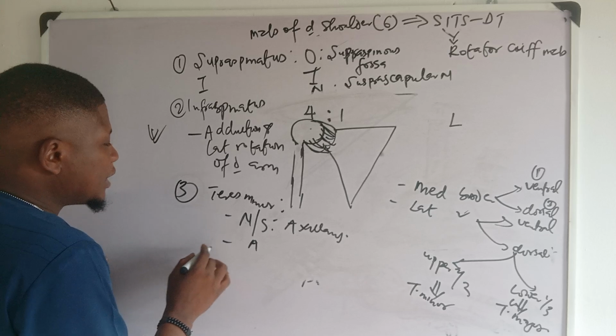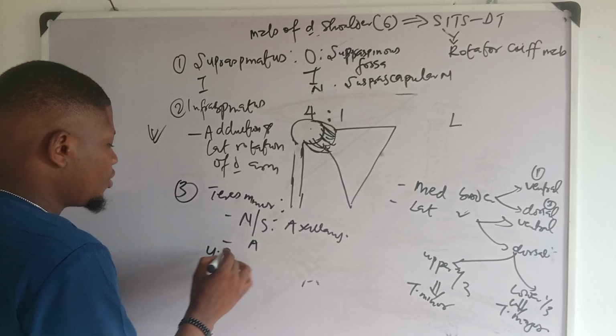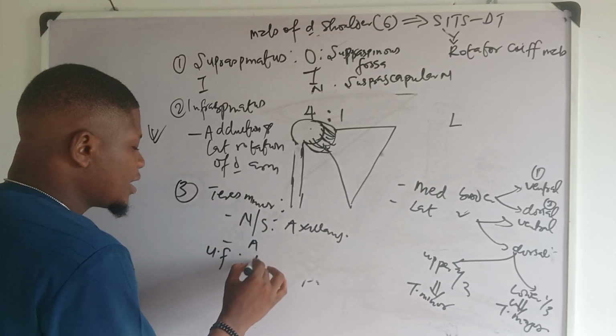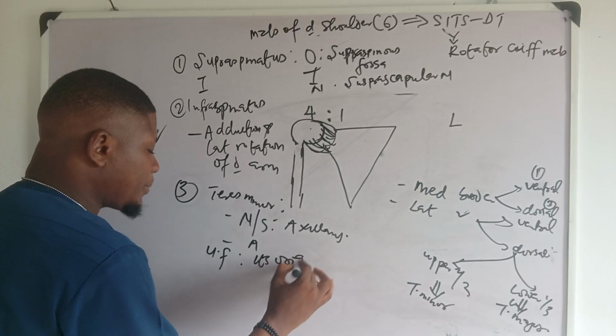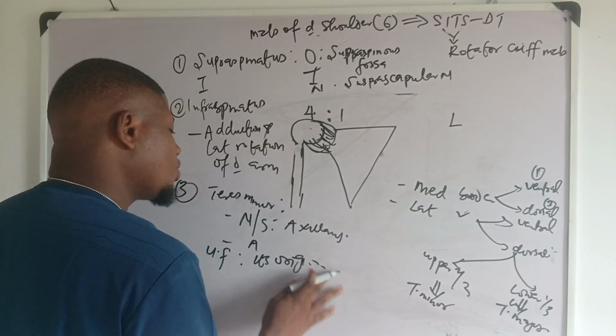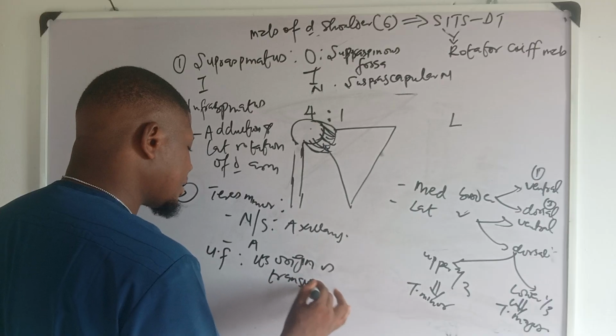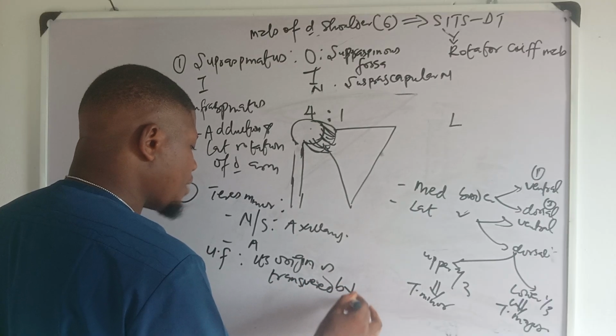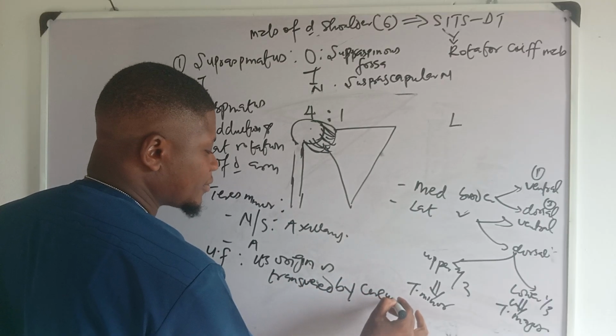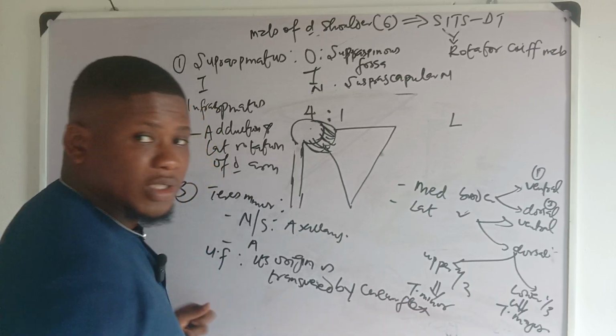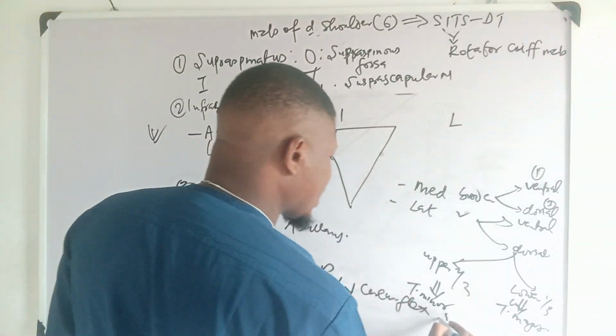Then the next one is the unique feature. A unique feature of this muscle is that its origin is transversed by the circumflex scapular vessels. It is a popular asked question.